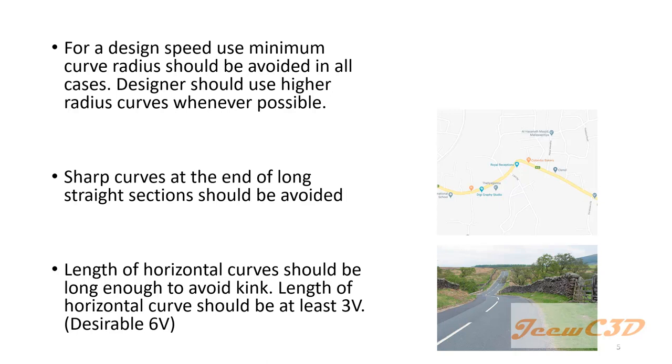For example, if you are designing a curve for 30 kilometers per hour design speed, to have super elevation of 2.5, you should have a minimum radius of 35. That does not mean you should always use 35 meters. You have to use a higher radius as much as possible if there is room or space for design. So in that location, instead of a 35 meter radius curve, if you can have a 50 meter radius curve, you have to put that radius, because that makes the driver more comfortable in that section. So you have to use the desirable radius, which is larger than the minimum radius, the absolute minimum radius.